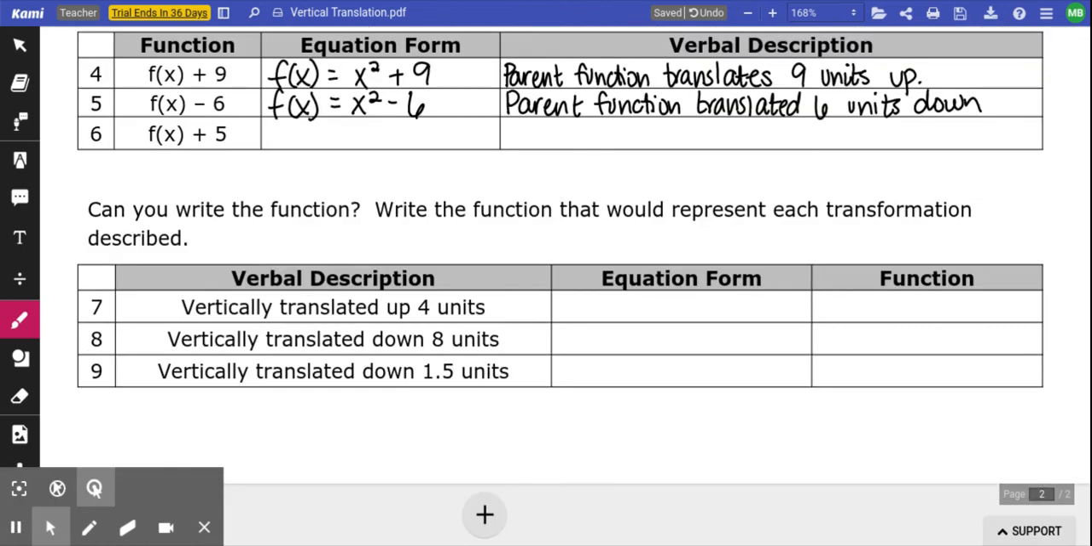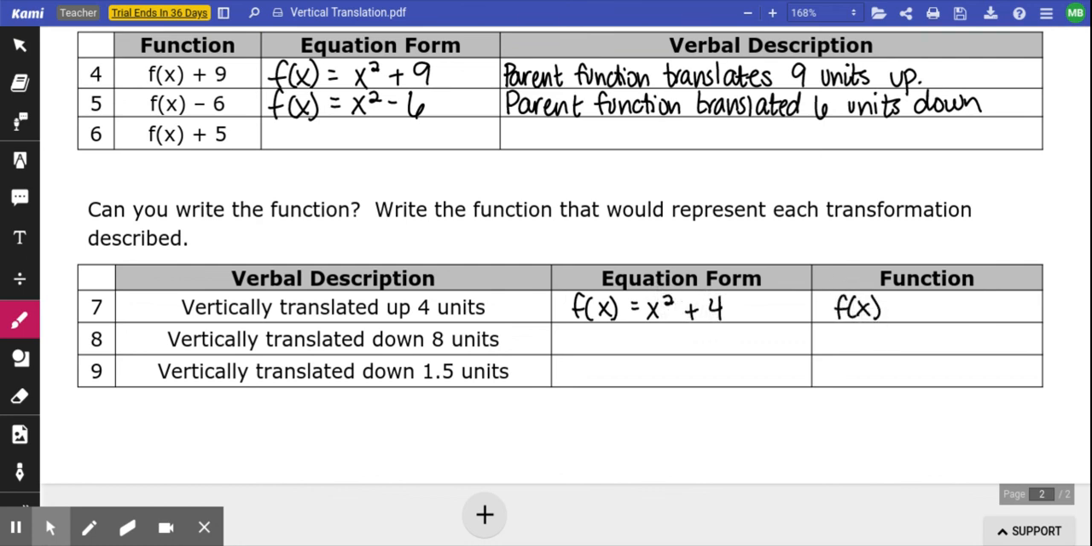This time we're going to work backwards. Given a verbal description, we're going to write the equation form and the function. Our first one says it was vertically translated up 4 units. Well, that would be f of x is equal to x squared plus 4. In other words, that is our parent function plus 4. Our next one says it is vertically translated down 8 units. That would be f of x is equal to x squared minus 8. In other words, our parent function minus 8.